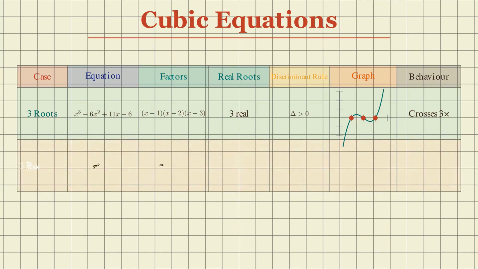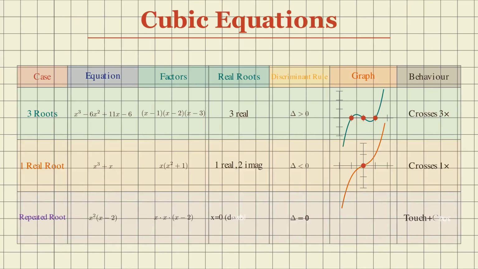In row 2, one real root. Equation x cubed plus x. Factors as x times x squared plus 1. One real root at 0. The other two are imaginary, hiding in the complex numbers. Discriminant is negative. Graph crosses the x-axis just once and keeps going.